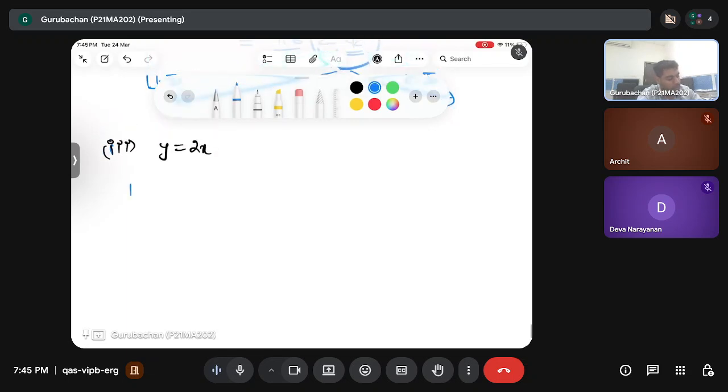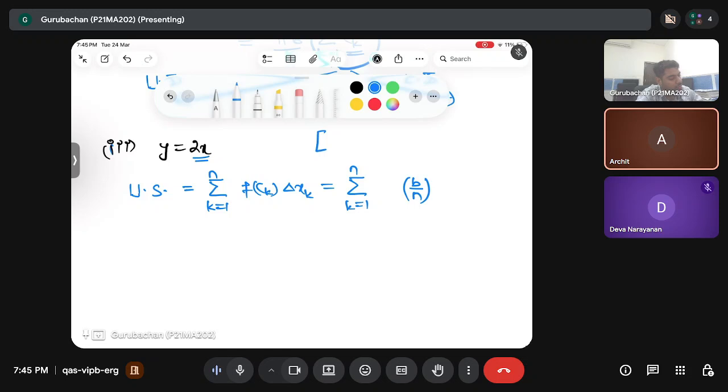Now let us calculate the upper sum. Summation k = 1 to n f of ck delta xk. Since we are working with the uniform partition, delta xk will be b by n. What is the upper sum? 2x is an increasing function, and each subinterval looks like this, (k minus 1)b by n to kb by n. Correct? Yes, sir. What will be the maximum value? 2 into kb by n.